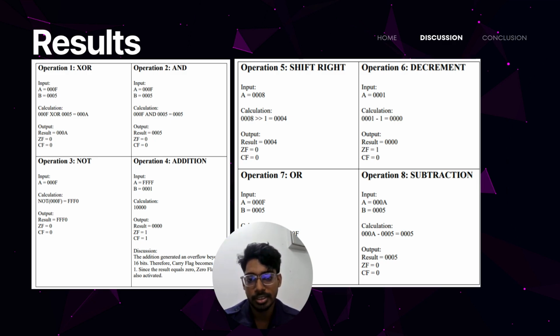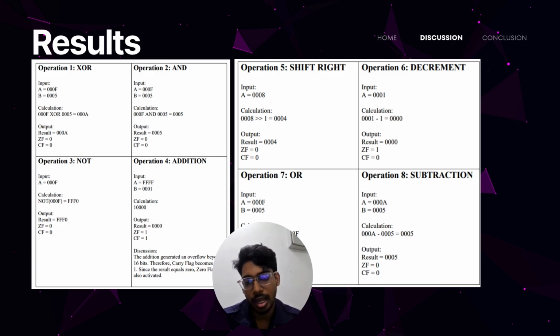Then the second operation was AND. The first input 000F and the second input 0005, and the output was 0005. They also show no zero flag and carry. For the NOT operation, we use the A input, the first input, 000F, and when we NOT it, we got FFF0. Also, there's no zero flag and carry.